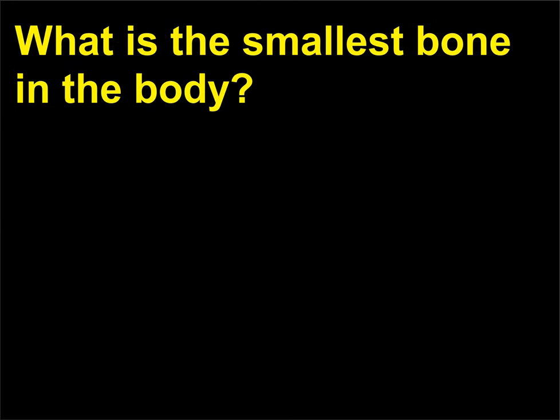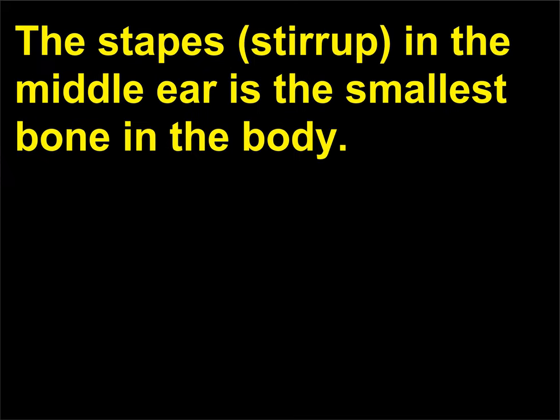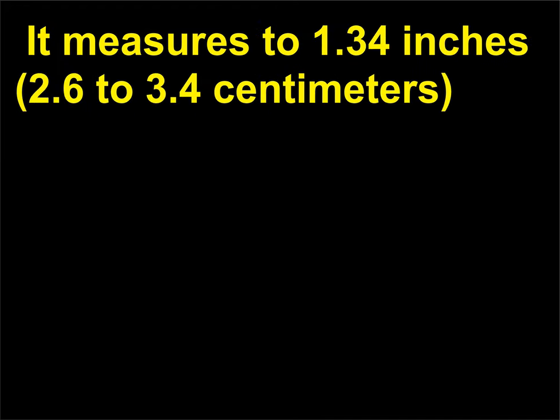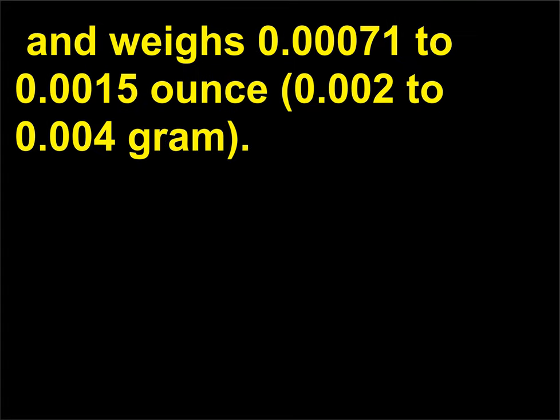What is the smallest bone in the body? The stapes, stirrup, in the middle ear is the smallest bone in the body. It measures 0.10 to 0.13 inches, 2.6 to 3.4 millimeters, and weighs 0.00071 to 0.0015 ounce, 0.002 to 0.004 gram.